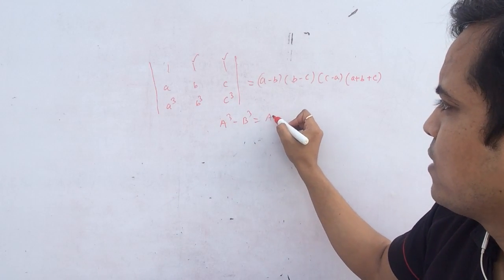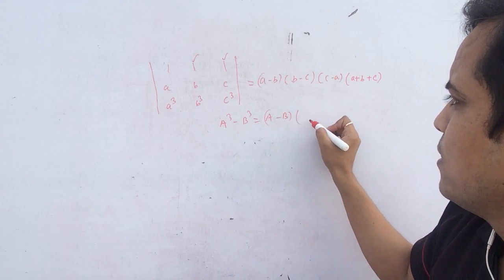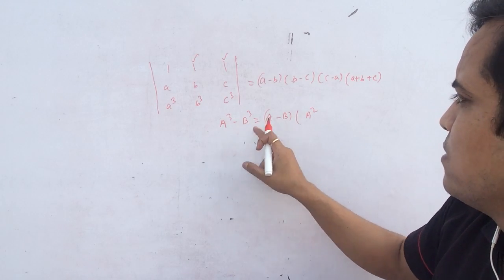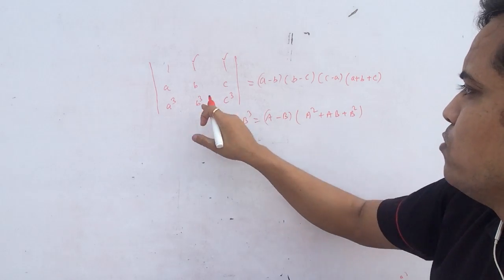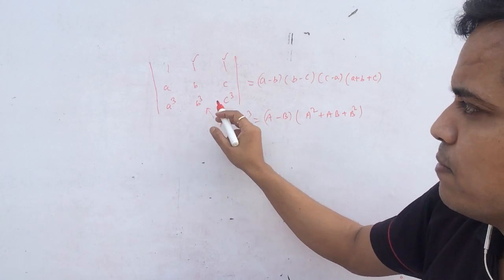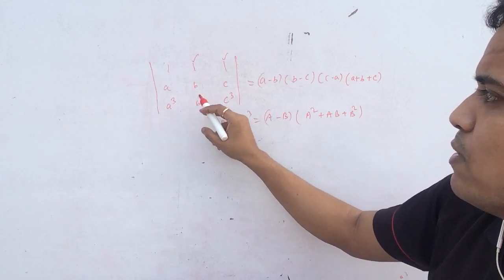Where you know that a minus b in the first bracket is a factor. When you factorize this, you will get here a square plus ab plus b square. Here you use this because you'll get b cube minus a cube and c cube minus a cube.